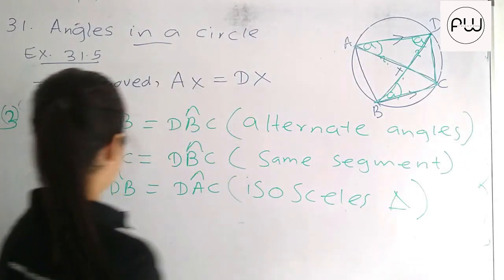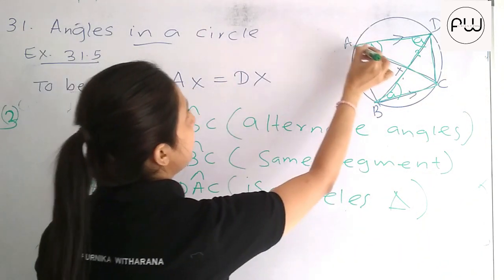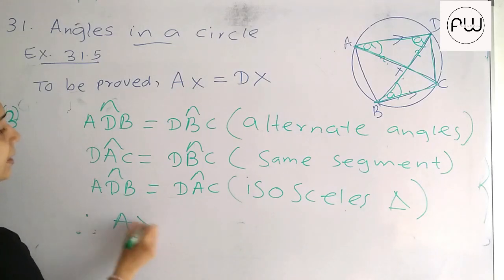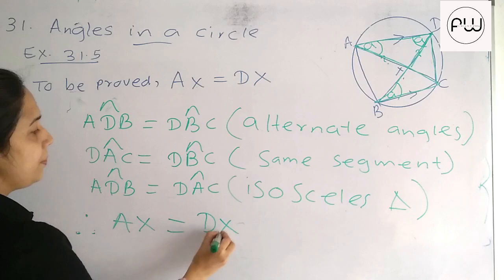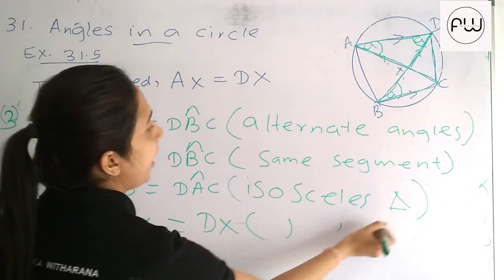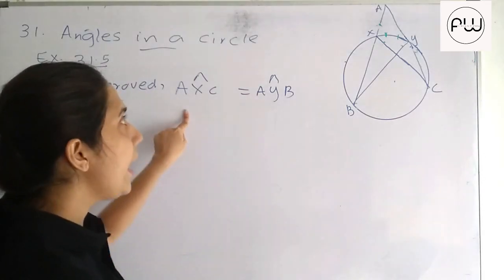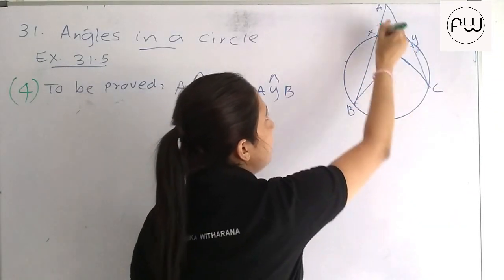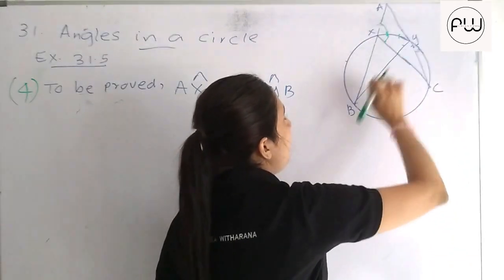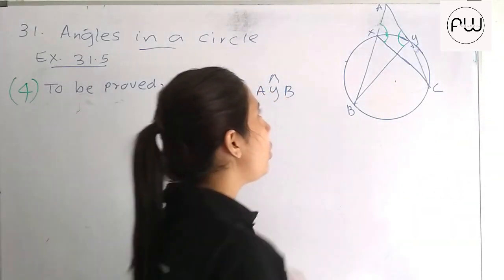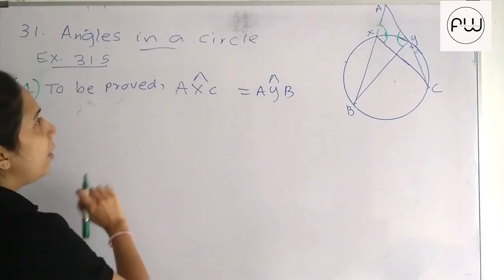Isosceles triangle, and therefore we can say AX equals BX, because it is an isosceles triangle. In the fourth one, we have to show that angle AXC is equal to angle AYB. We have to show that these two angles are equal in magnitude. Okay, now let's prove it.